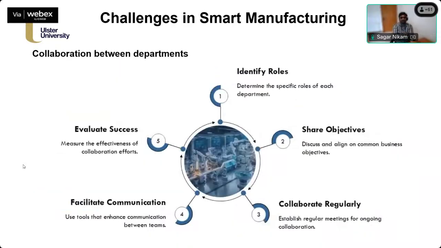Another important challenge in smart manufacturing is the collaboration between departments. Collaboration between departments is not a new one. We've been talking about it from the old days, but it was not possible due to the technological limitations at that time. But as we are now using AI and machine learning, and we have different communication devices, collaboration between the departments is possible.